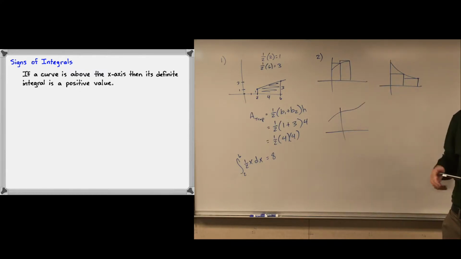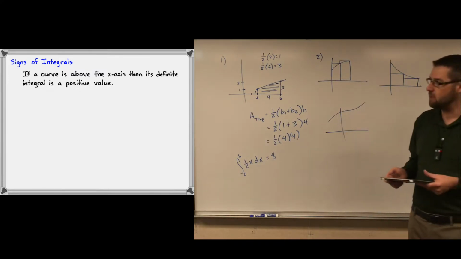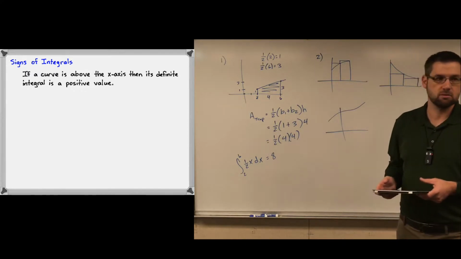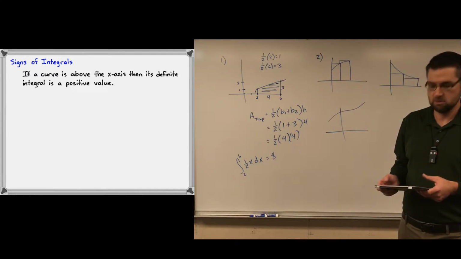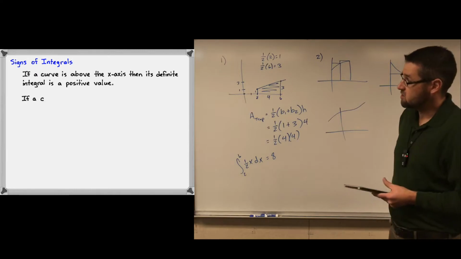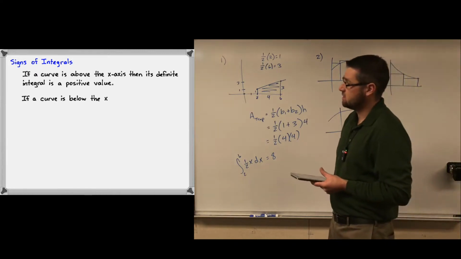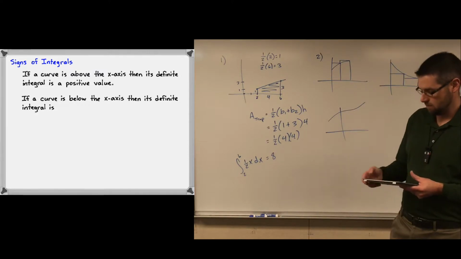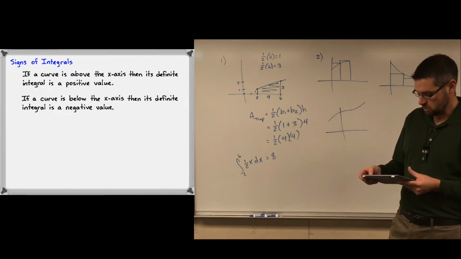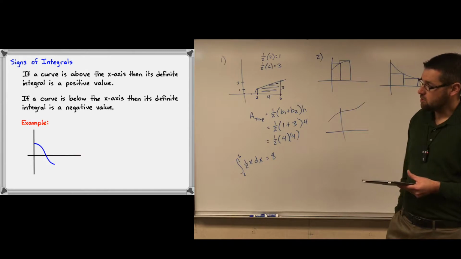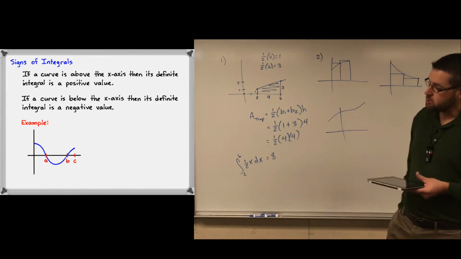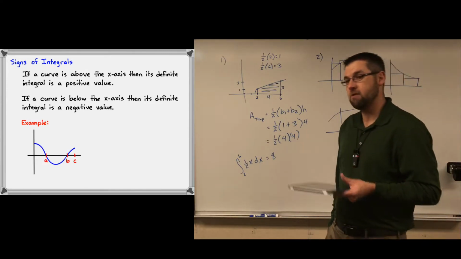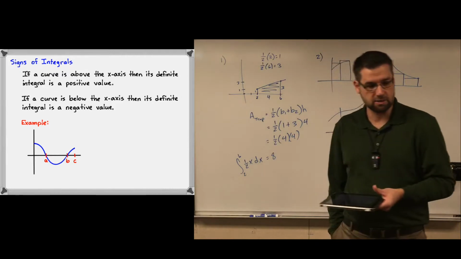Got that? Did you all write this down already? No. Some of you? Okay. And conversely, if it's below the x-axis, then the definite integral is negative. Okay? So I'm not going to dwell on that too much, other than to look at the graph. So here's a graph that has regions that are above the axis and below the axis.